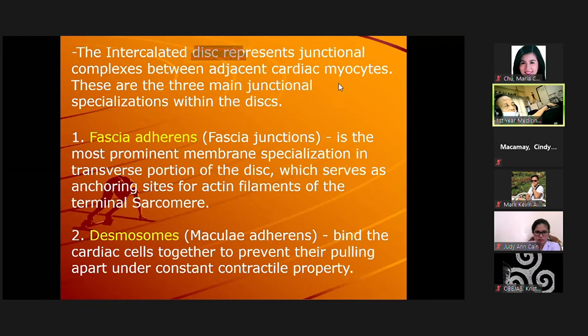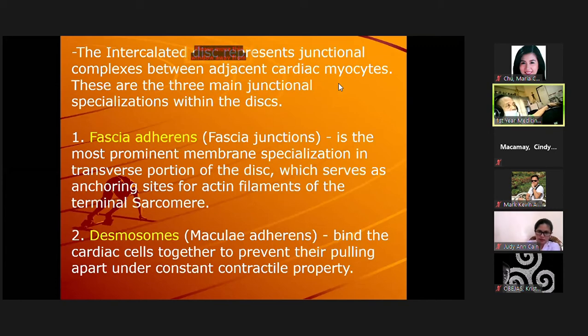The intercalated disc represents junctional complexes between adjacent cardiac myocytes. This is where they connect to each other. That's why, because the heart contracts all throughout, you are alive, but it does not separate. It is because of these junctional complexes that it cannot easily separate.